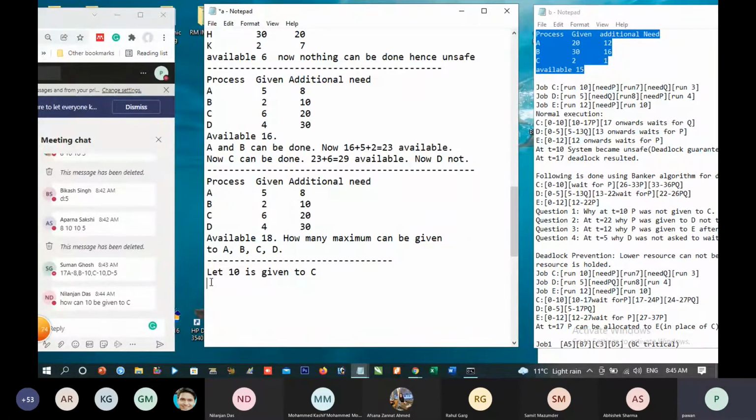Then it will be 10. It will be 16. 8 is available. Now, A is done. 8 plus 5 equal to 13 available.